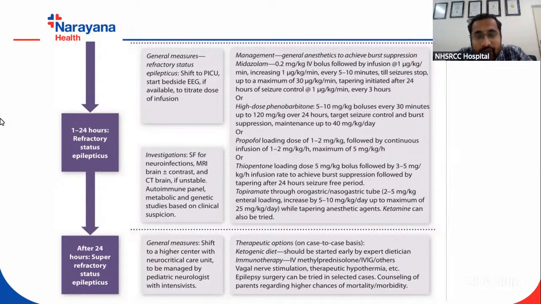Now the child has to be given general anesthetics to achieve burst suppression. Most commonly used medication is either midazolam or propofol. Midazolam has to be started at 0.2 mg per kg IV bolus, followed by an infusion of 1 microgram per kg per minute, which can be increased to a maximum of 30 micrograms per kg per minute. Or we can use propofol loading of 1 to 2 mg per kg, followed by a continuous infusion of 1 to 2 mg per kg per hour, max being 5 mg per kg per hour. Most setups usually use midazolam or propofol as compared to other medications.